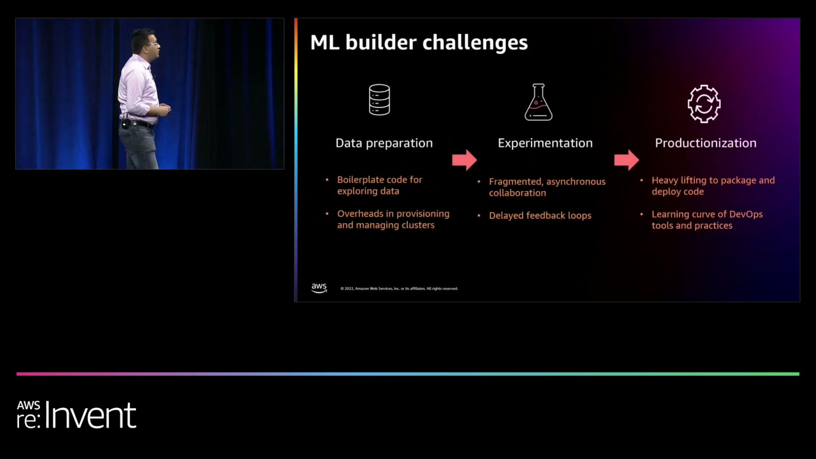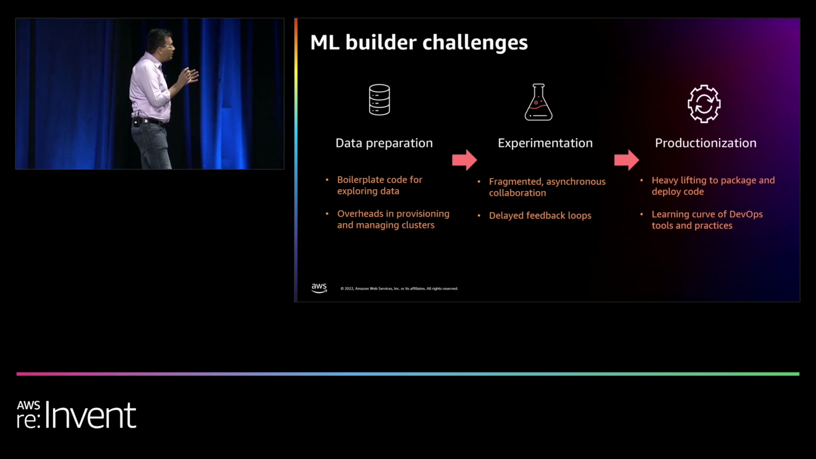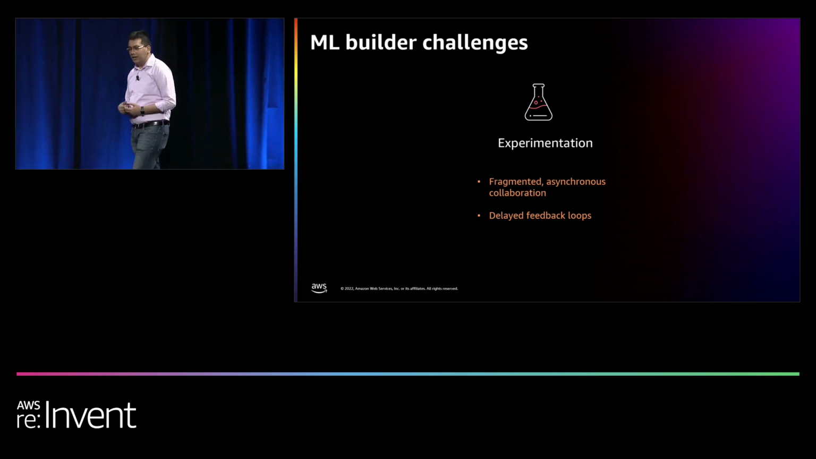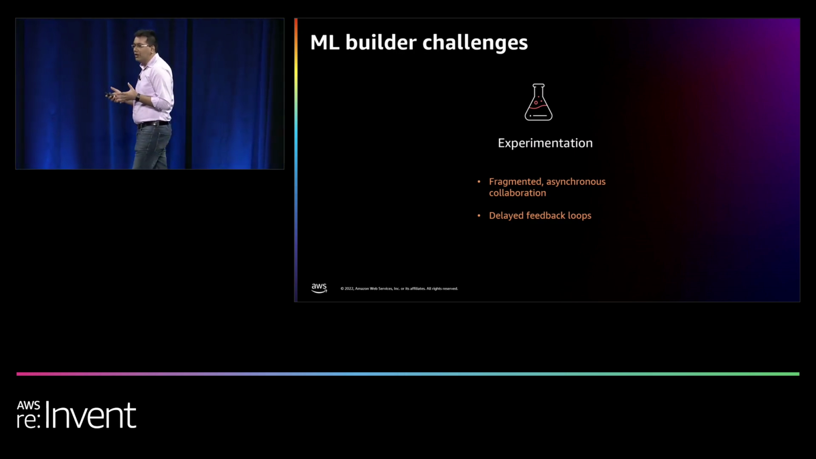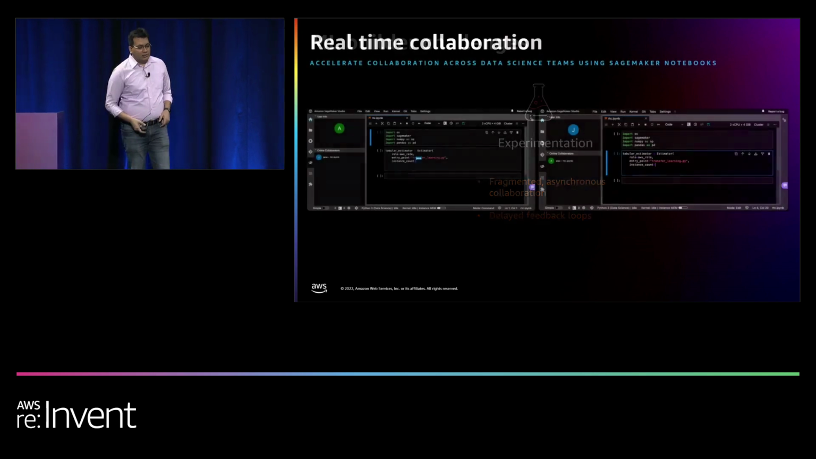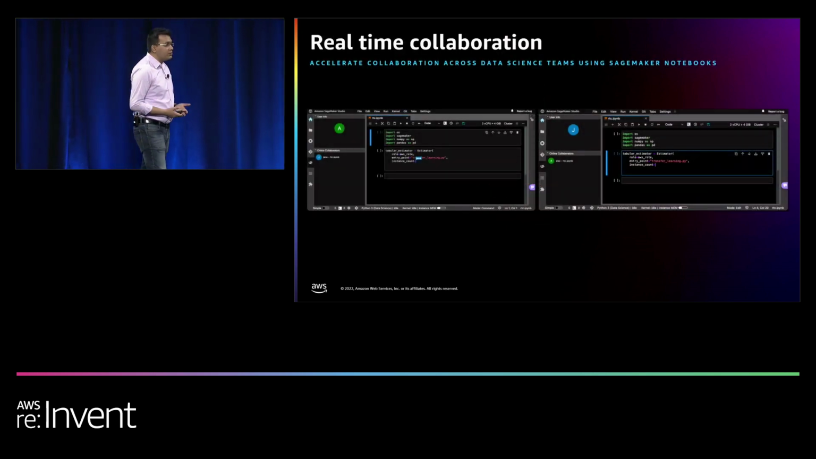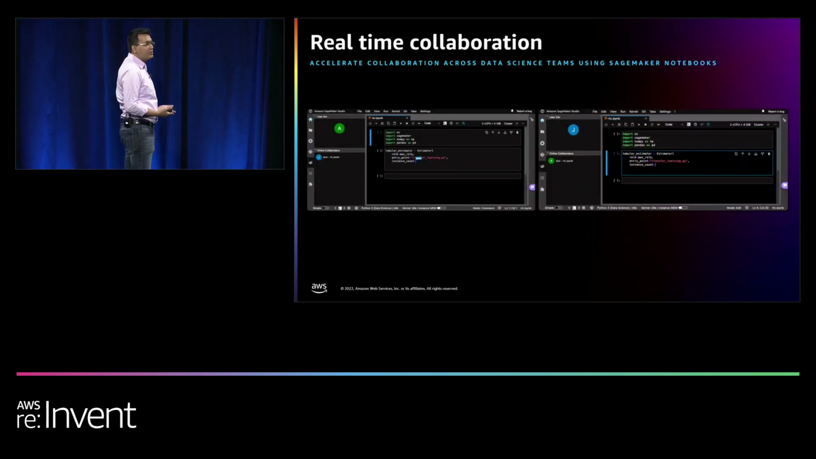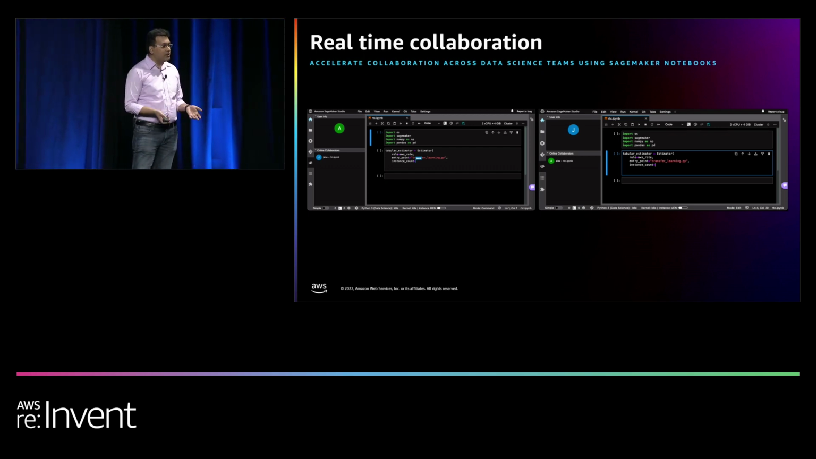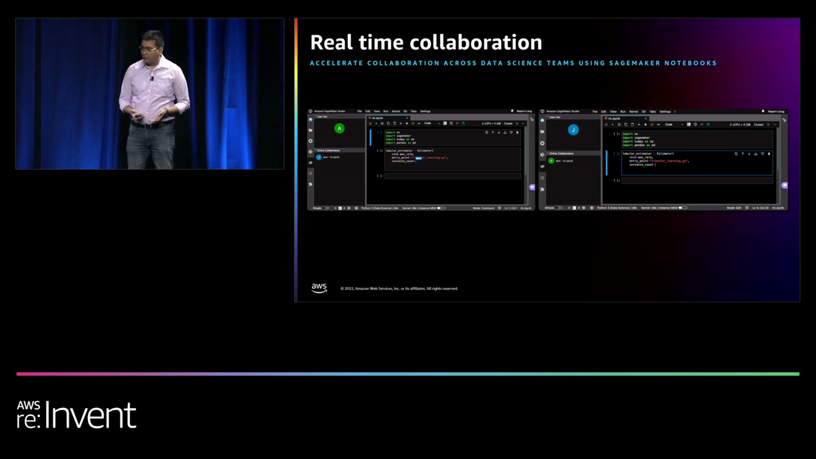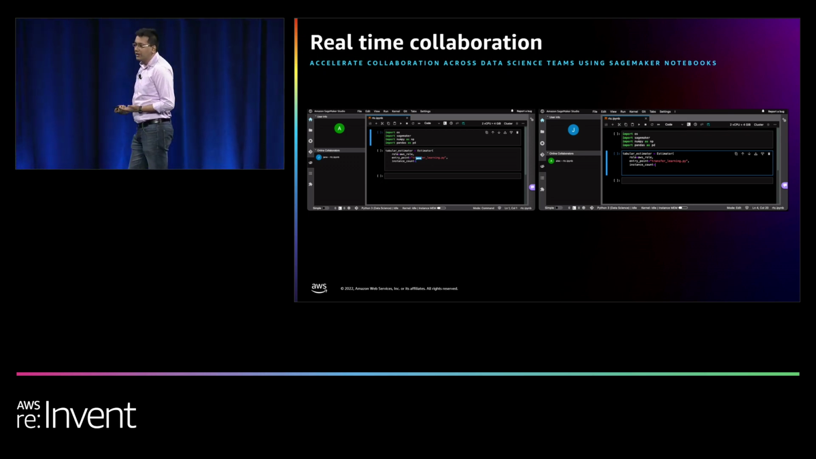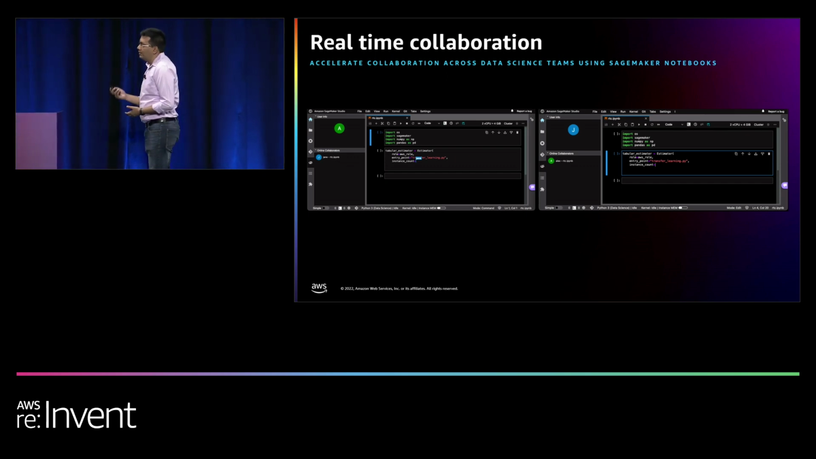Now, with the visual data prep built inside the notebook and the serverless kernels, now move over to the experimentation phase. And how do we solve the problem of this async collaboration between teammates, which impedes their productivity? We are pleased to introduce the real-time collaboration capability in SageMaker Studio Notebooks, using which you and your peers can view, run, execute, and review the same notebook in real time. Let's see how it works.